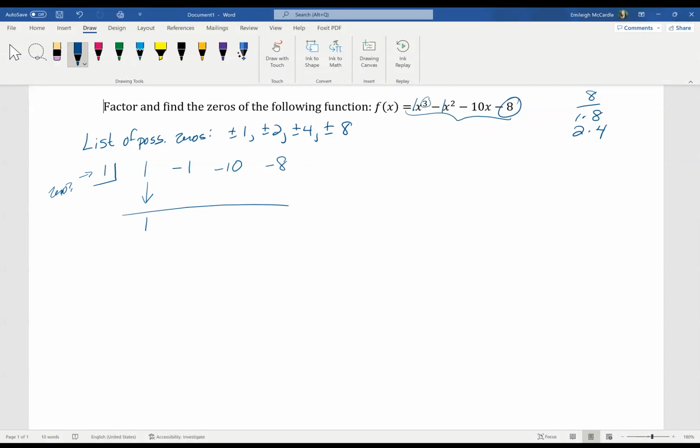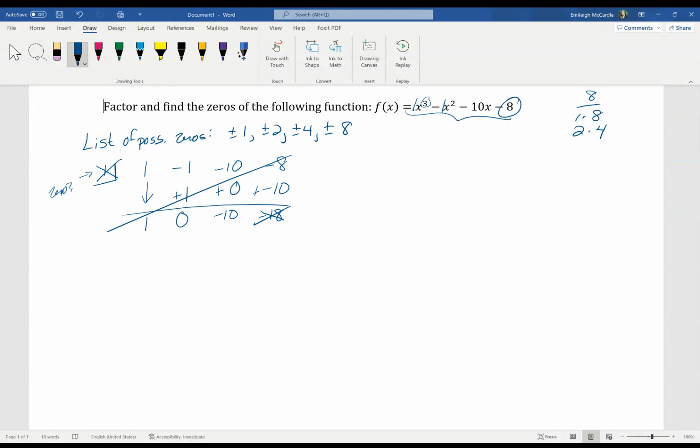So 1 times 1 would give me 1. I'm going to put that 1 under the next number and add. -1 plus 1 gives me 0. Now I'm multiplying that number 0 by the number in the box again. So 1 times 0 is 0, and adding gives me -10. Multiply again by 1 would give me -10, and add would give me -18. So this does not equal 0, which tells me that 1 is not a zero.